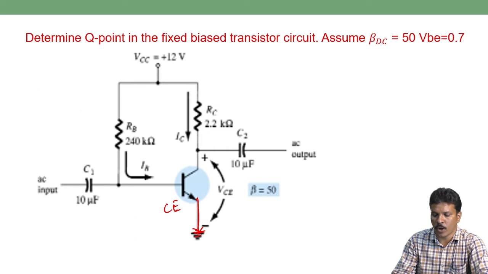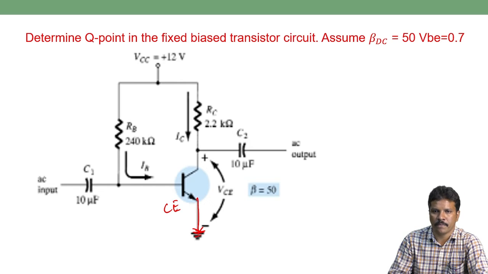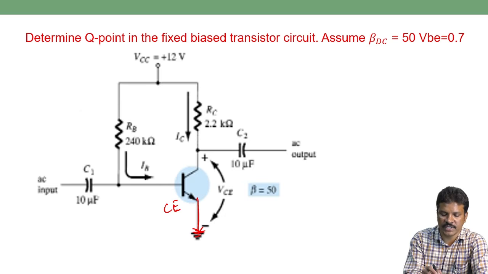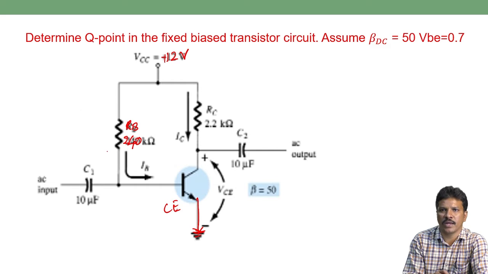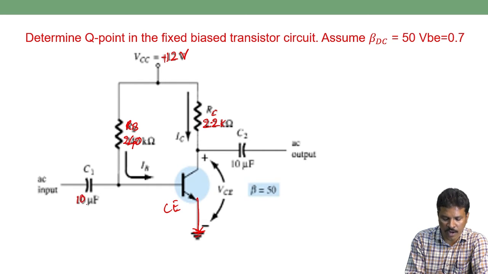Now we will see some problems regarding biasing, voltage divider bias and fixed bias. Let us take a simple network, CE configuration with a fixed bias. VCC is equal to plus 12 volts and RB resistor is equal to 240 kilo ohms. RC resistor is equal to 2.2 kilo ohms. And it is an amplifier. They provide capacitors C1, C2 of 10 microfarad.